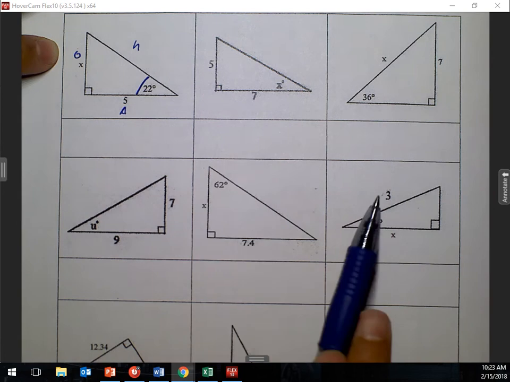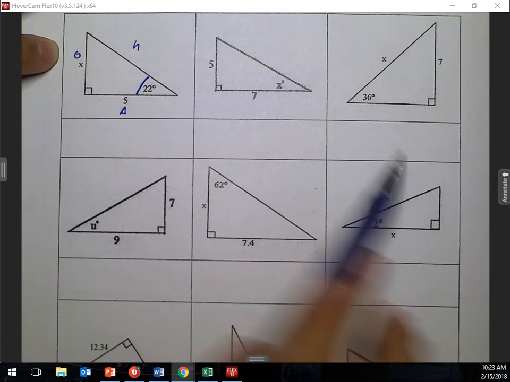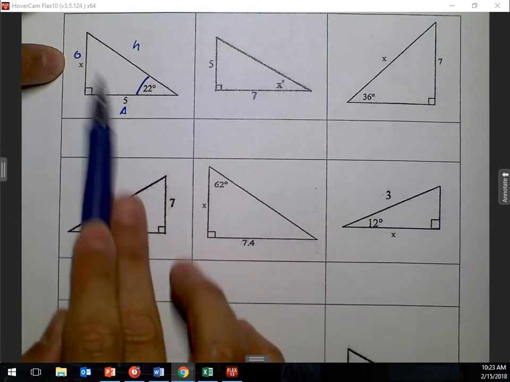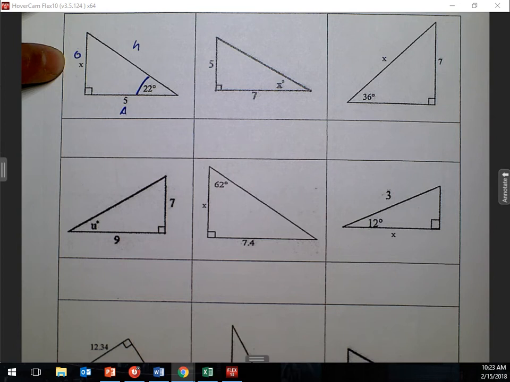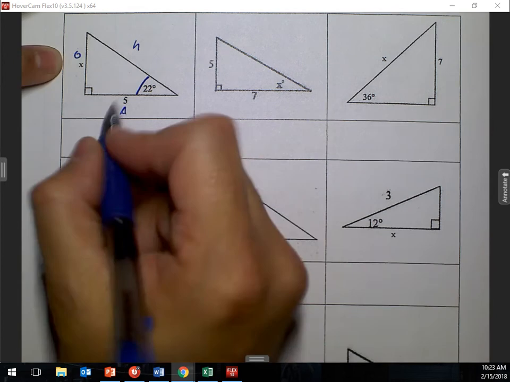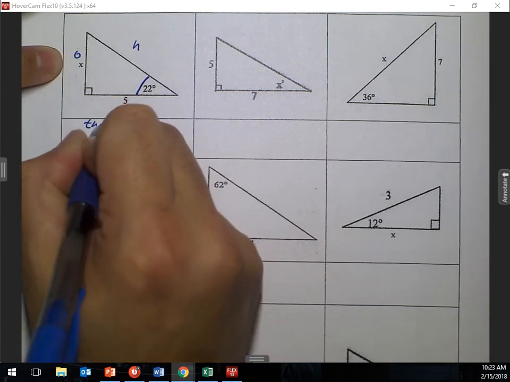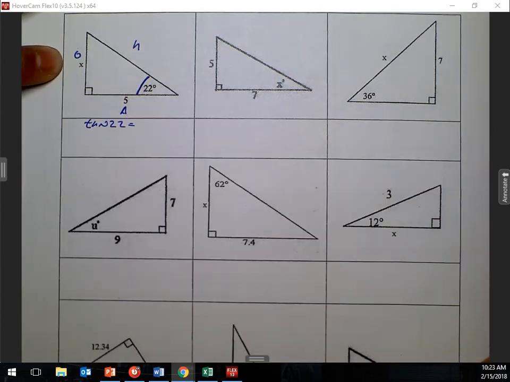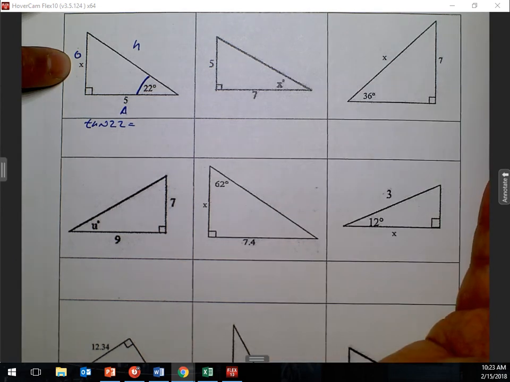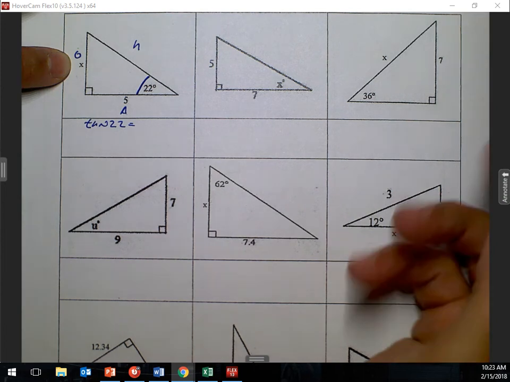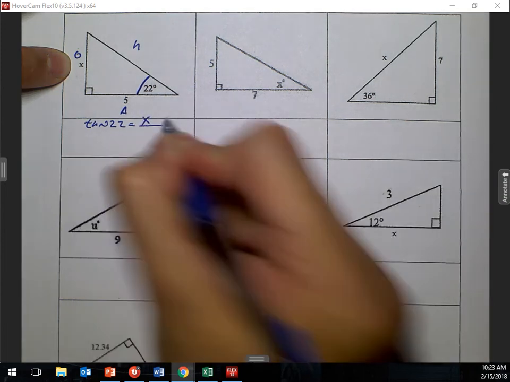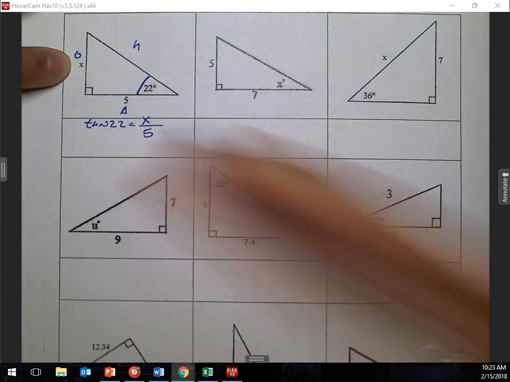Now, let's look to see what information I have. I'm looking for opposite, but I have adjacent. So what is that? Come on, class. Very good. Tangent. Tangent 22 is equal to? Tangent's always opposite over adjacent, right? So my opposite is, over adjacent, which is 5.